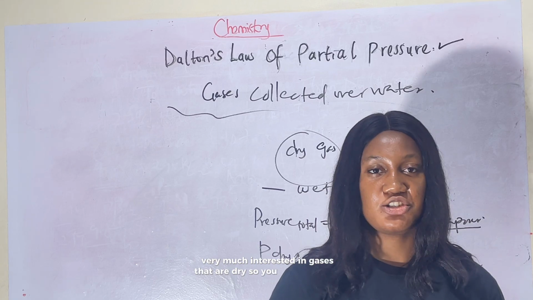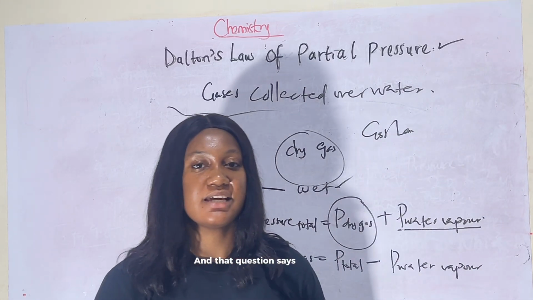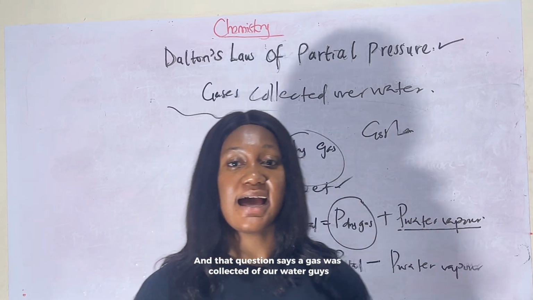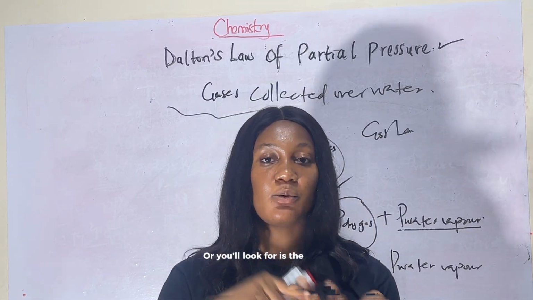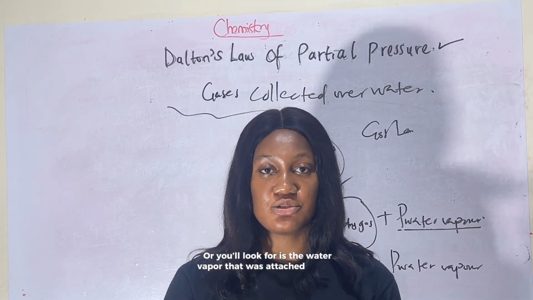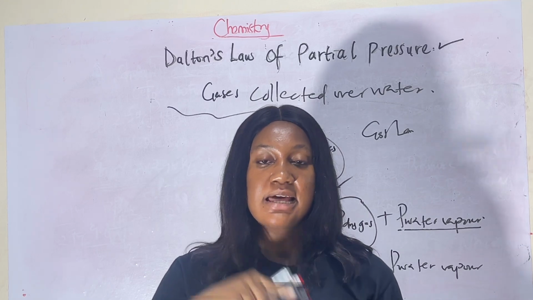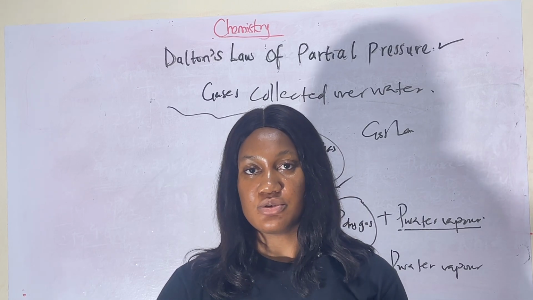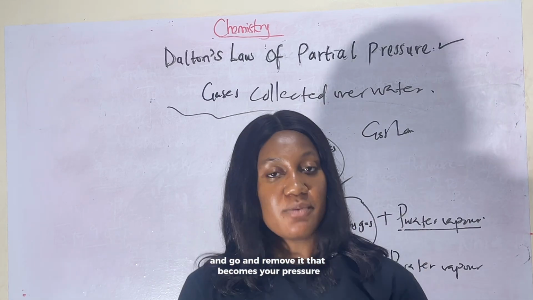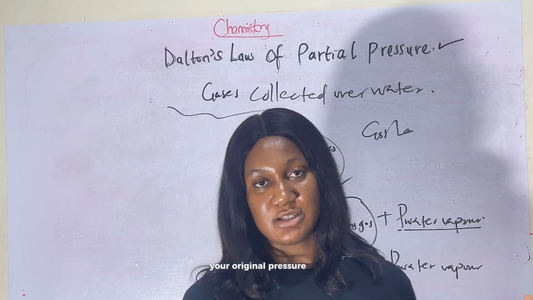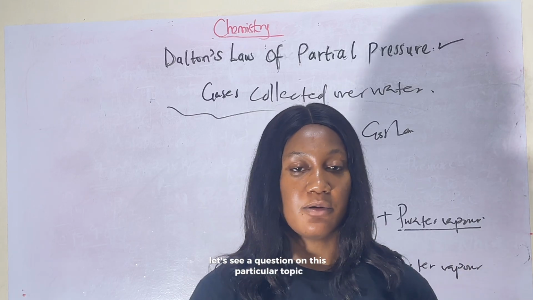So you see a question, and that question says a gas was collected over water. Guys, the first thing you have to look for is the water vapor that was attached to that gas, and go and remove it. That becomes your pressure, your original pressure. Now let's see a question under this. While we solve this question under this particular topic, we are going to understand this better.